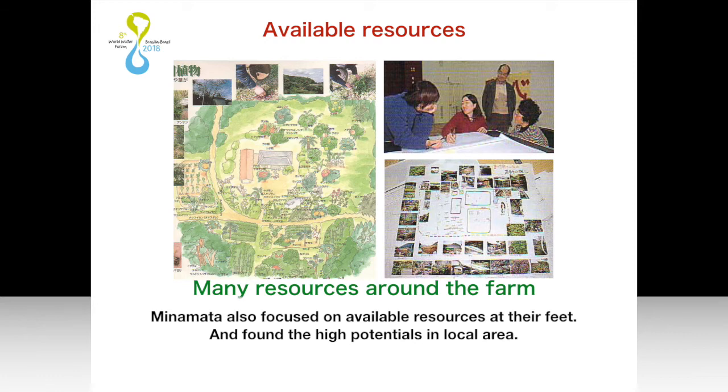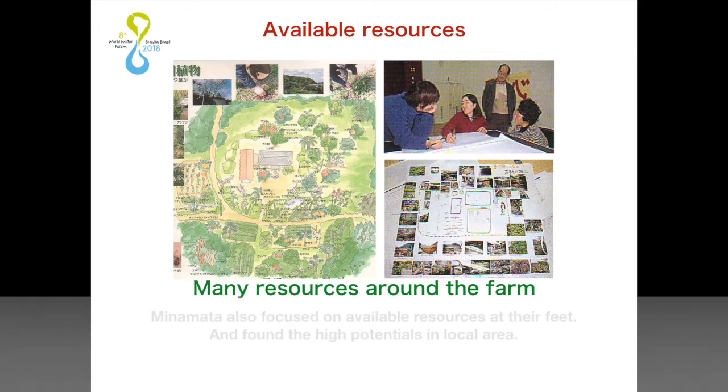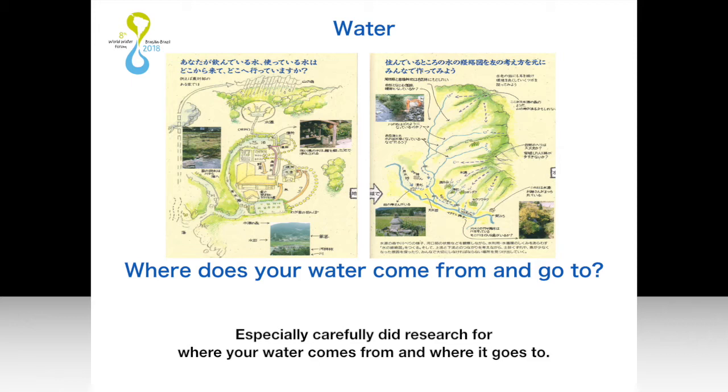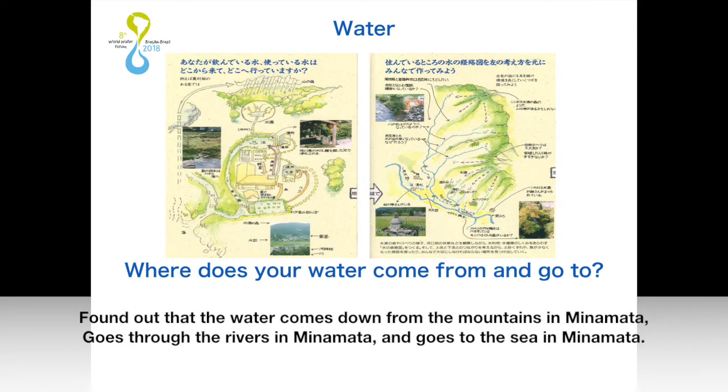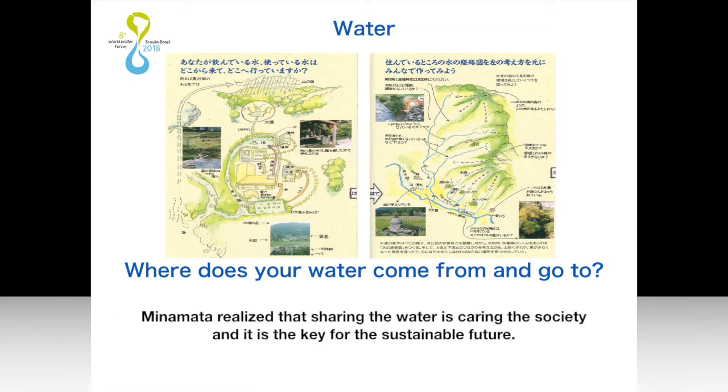Minamata also focused on available resources at their feet and found high potential in the local area. They especially carefully did research on where their water comes from and where it goes to. They found out that the water comes from mountains in Minamata, goes through the rivers in Minamata, then goes to the sea in Minamata. Minamata realized that sharing the water is caring for the society, and it is the key to a sustainable future.